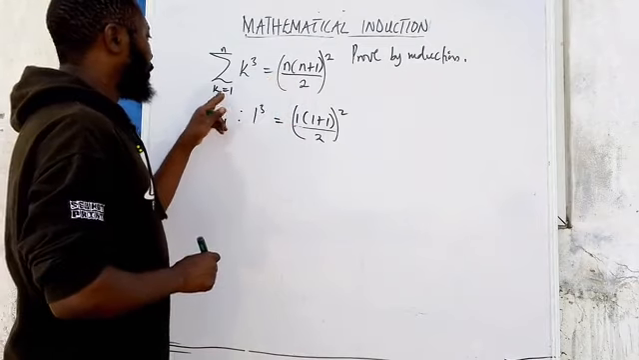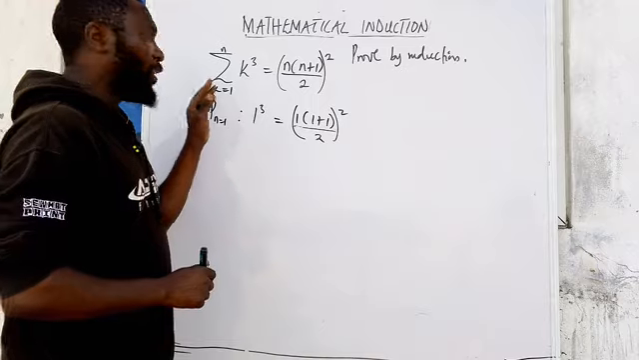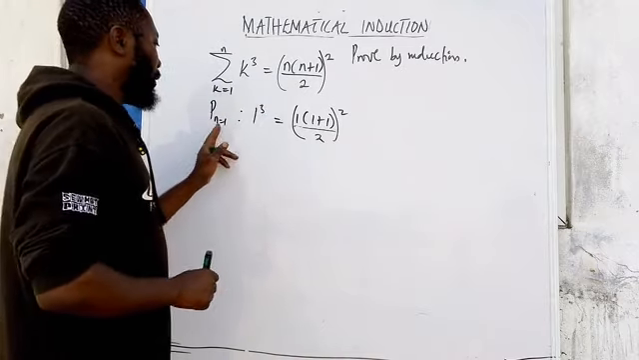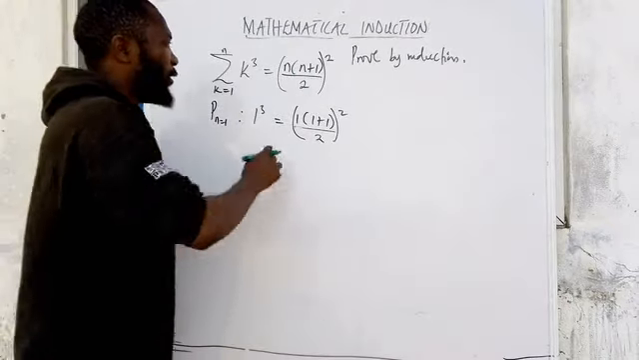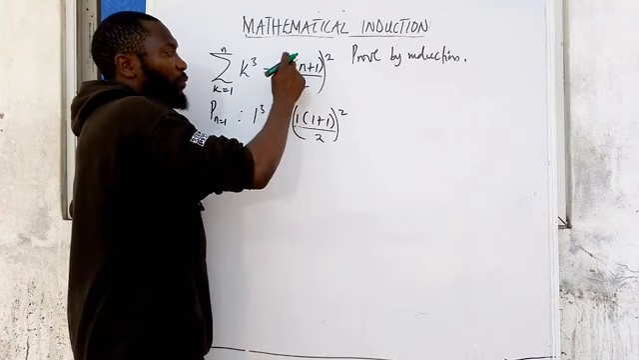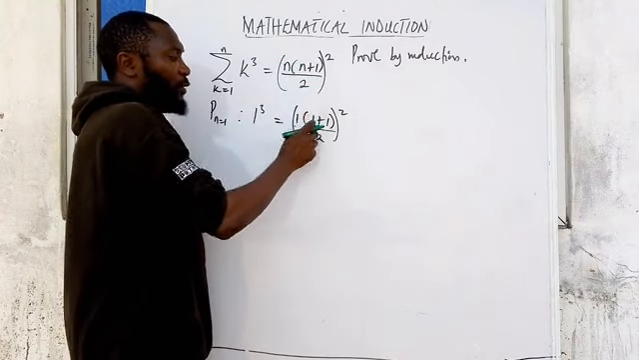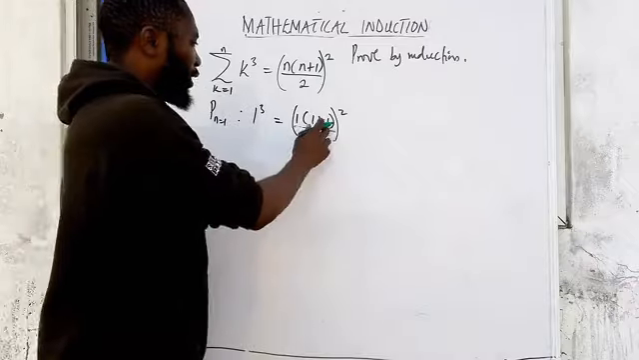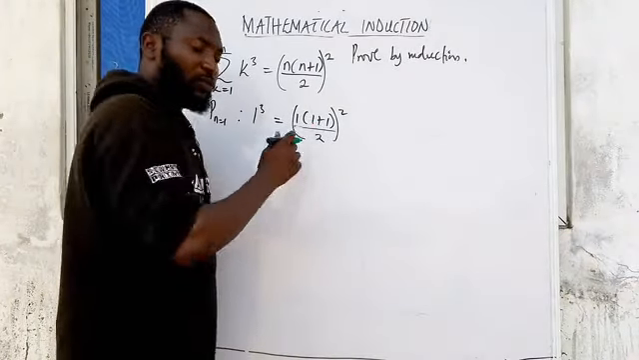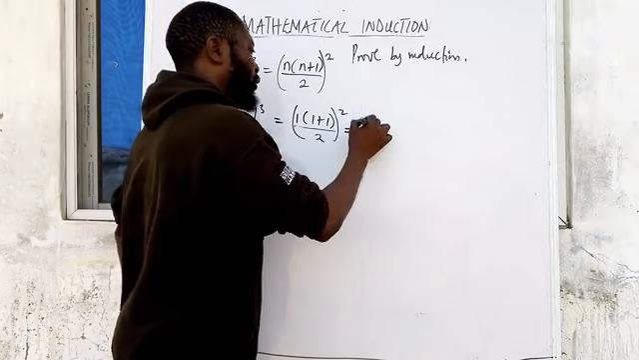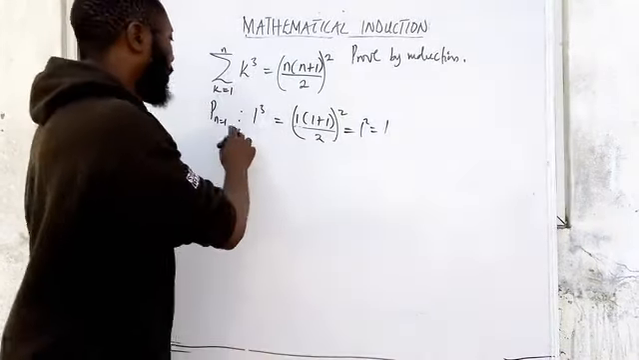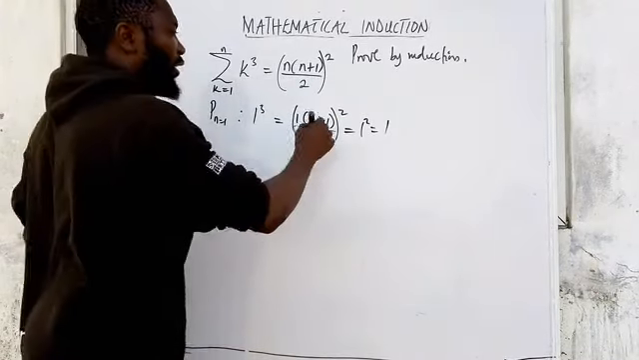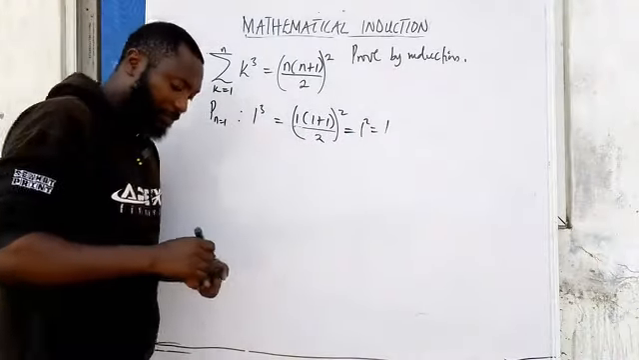Put 1. This is starting from 1 already. So when k equals to 1, 1 raised to the power of 3. Now when n equals to 1, put 1. So this is 1, open bracket, 1 plus 1 divided by 2. 1 plus 1 is 2. 2 times 1, that's the 2. 2 divided by 2, that is 1. Meaning this one is also 1 squared, which is 1. 1 raised to the power of 3 is 1. So meaning the left side equals the right side when n equals to 1.